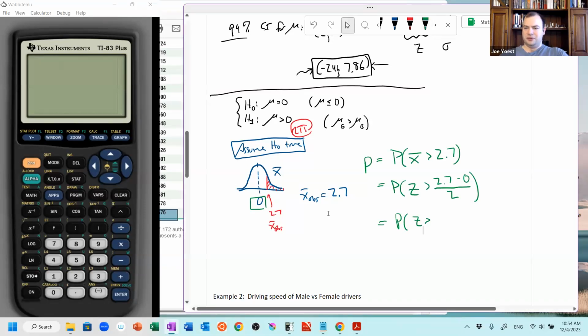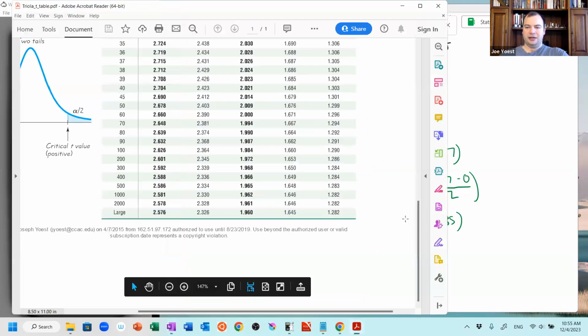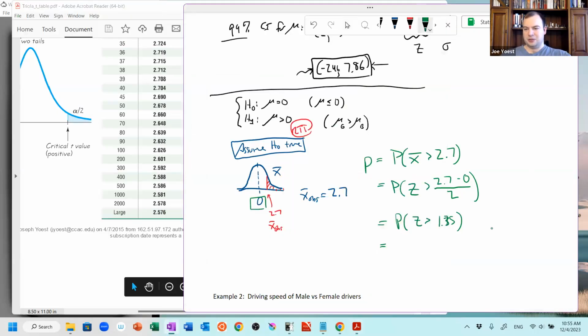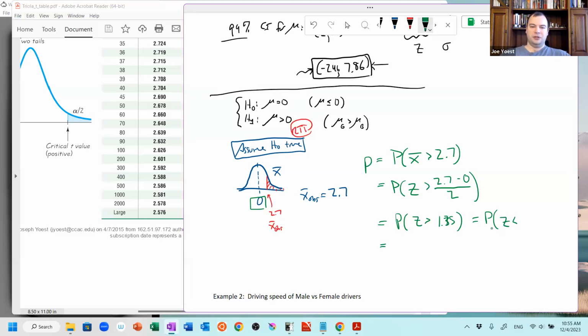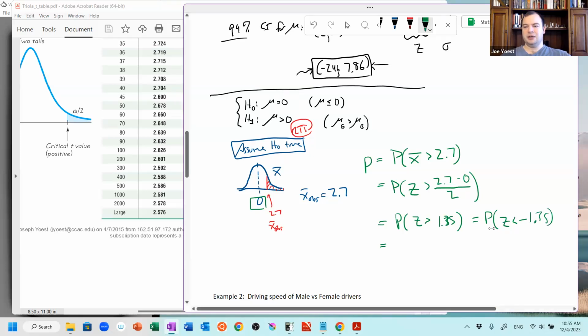And what's 2.7 over 2? I guess that's 1.35. Don't really need the calculator for that. Probability Z bigger than 1.35. Well, I could say that that's probability Z is less than, flipping over 0. So the right tail becomes a left tail, and the 1.35 becomes a negative 1.35. So using that symmetry.